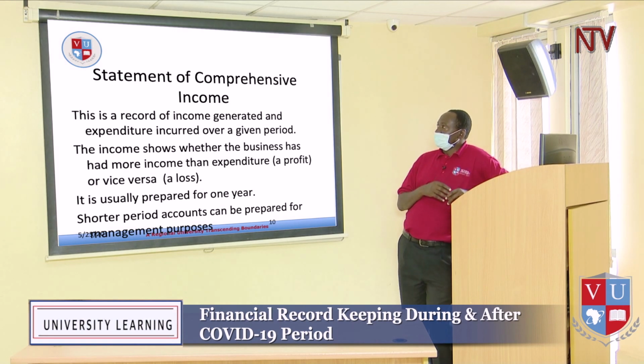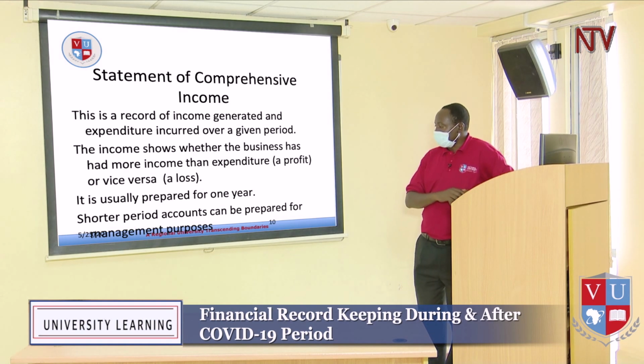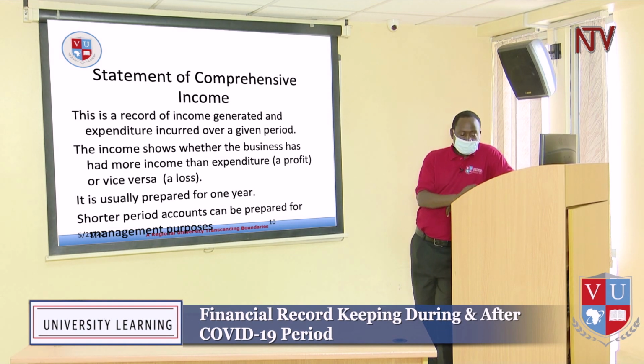Now, this statement of comprehensive income is prepared usually for 1 year. But also, it can be prepared for shorter periods, just in case there is a special need for that.